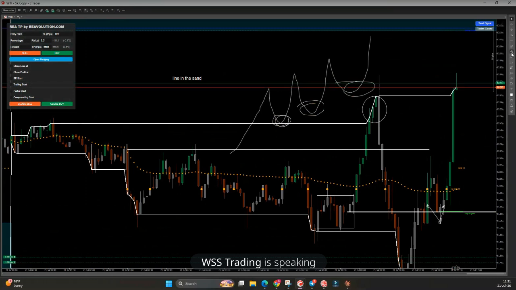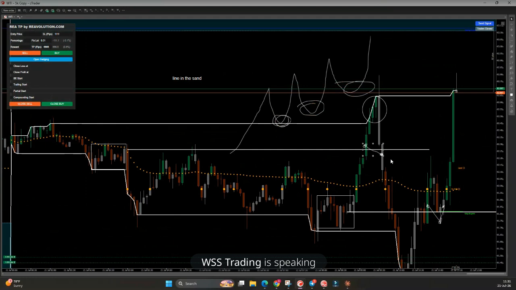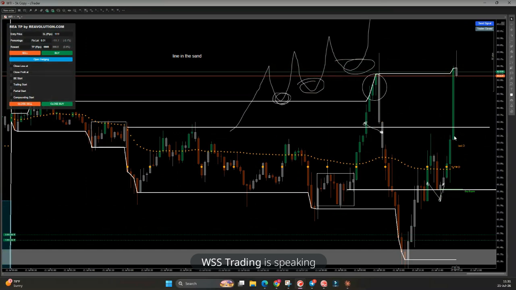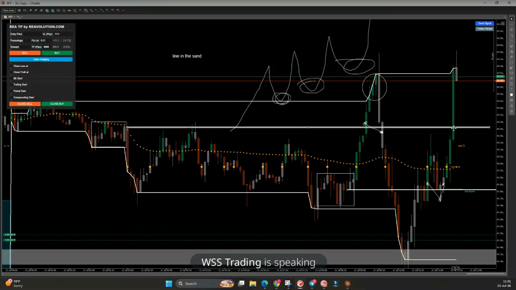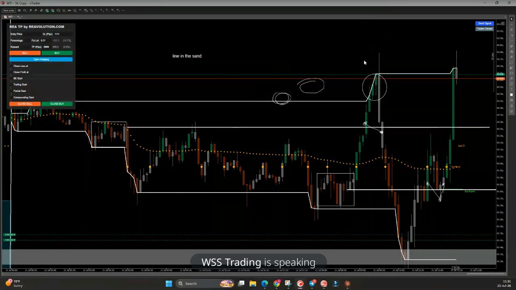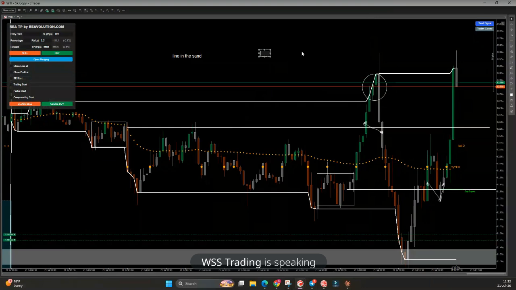And yes, I would have bought here. And yes, I would have been out here. And yes, I would have rebought when we came back above this. And yes, I would have added on the break of this. Because that's the way I trade. The idea is small losses, big wins. And if you follow the process of properly preparing yourself and doing your analysis and all of that, the whole game just becomes easier. And that's why I call this community Wait, Stalk, Strike.